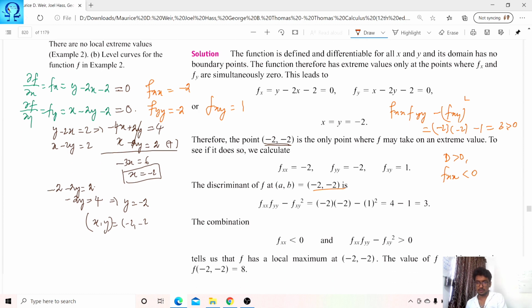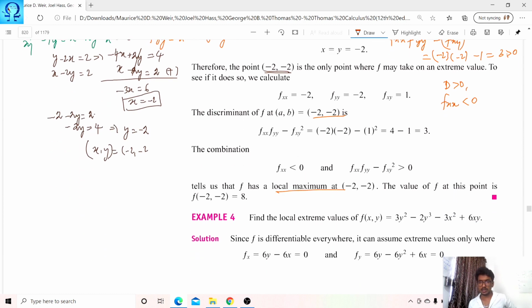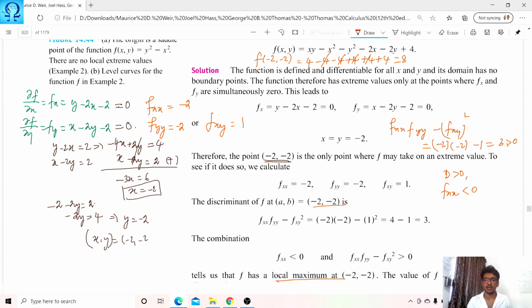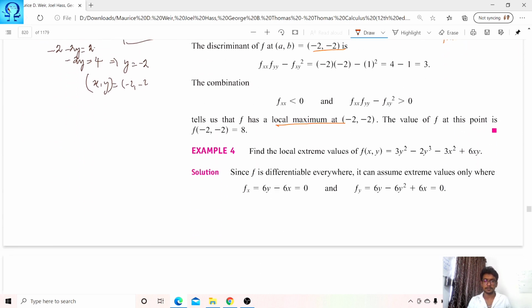Right? So that is the conclusion, and the local maximum value is, if you substitute minus 2 comma 2 and see what is happening, it is minus 2 multiplied with minus... Okay, I think I can directly write down the values. It is 4 minus 4 minus 4 plus 4 plus 4 plus 4. So minus 4 cancels with this one and the value is 8. So the maximum value is 8.